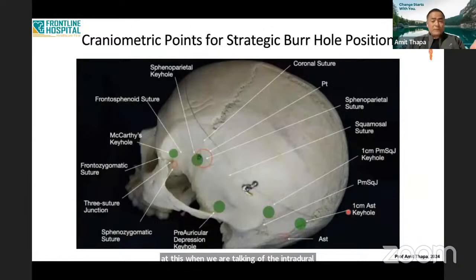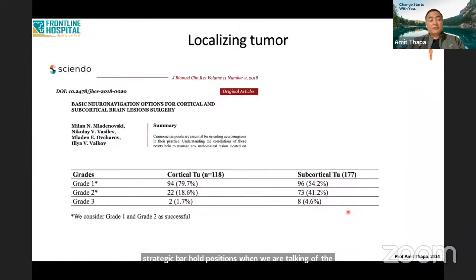Now, this is the nutshell of all these 5 strategic burr hole positions when we are talking of the craniometric points in relation to the skull base approaches. Studies have shown that if we follow these landmarks, we can very much identify the cortical tumor, and to a lesser extent, the subcortical tumors.